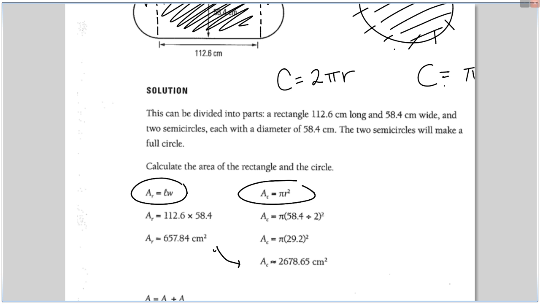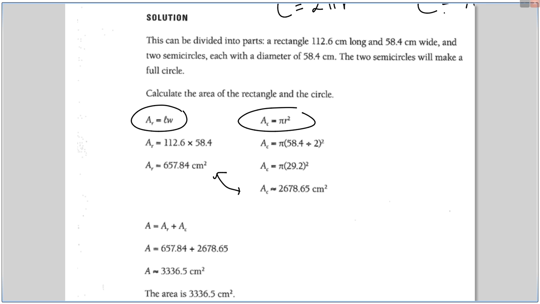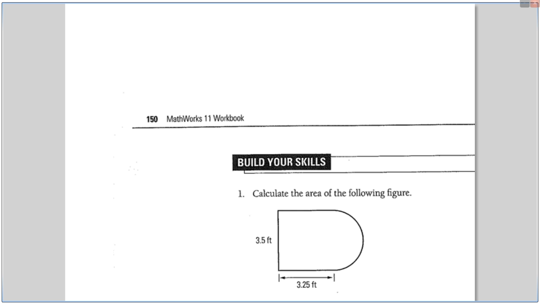What do they do after at the end? Add them up. So the total area is just the area of the 2 regions. So that stuff we did last section as well. Just different shapes now. Okay?